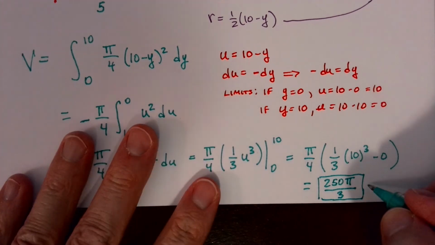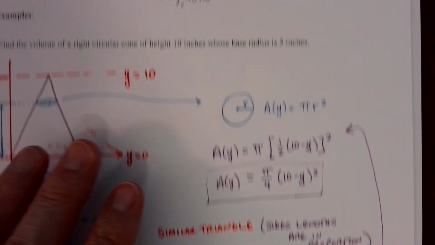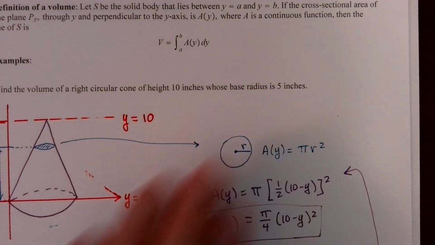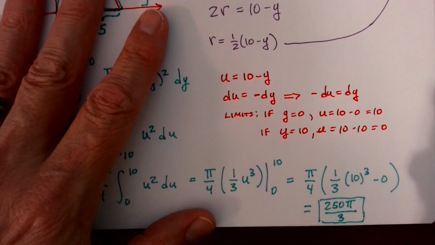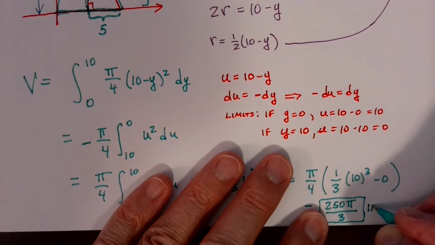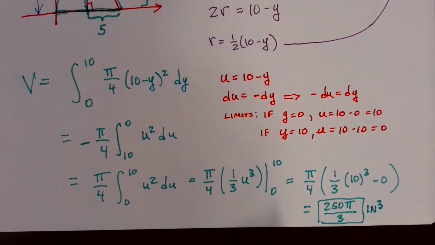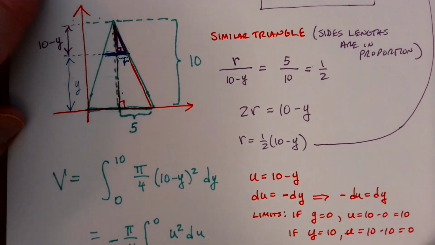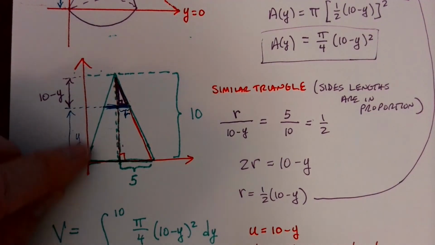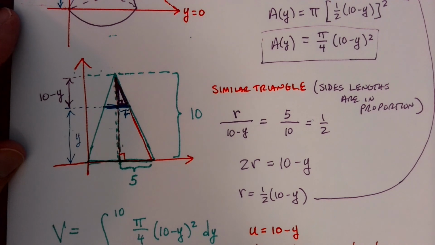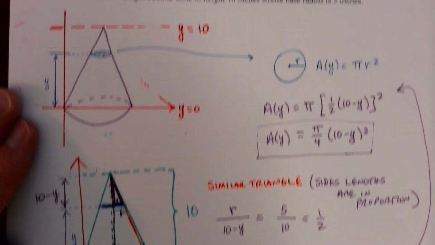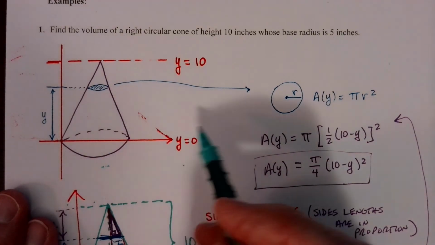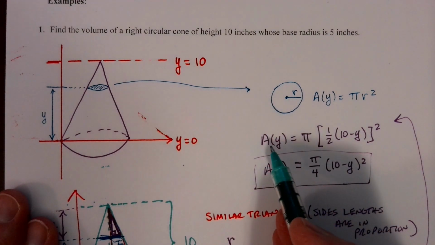And that's the volume. What are the units, by the way? Because our units were inches for the height and the radius. Remember, volume is in cubic units, so this is cubic inches. Okay, but that's how we can find the volume of a cone where the cross section is changing. It is not constant. So the bottom line is, for any shape we have here, the trick is to find this cross-sectional area as a function of the height.